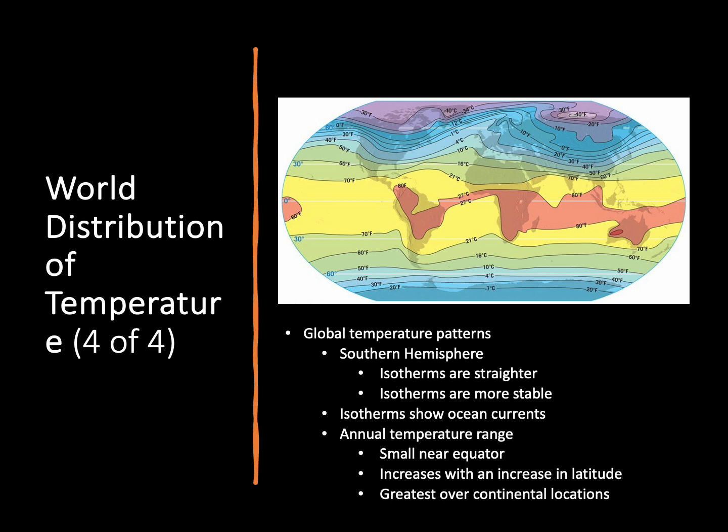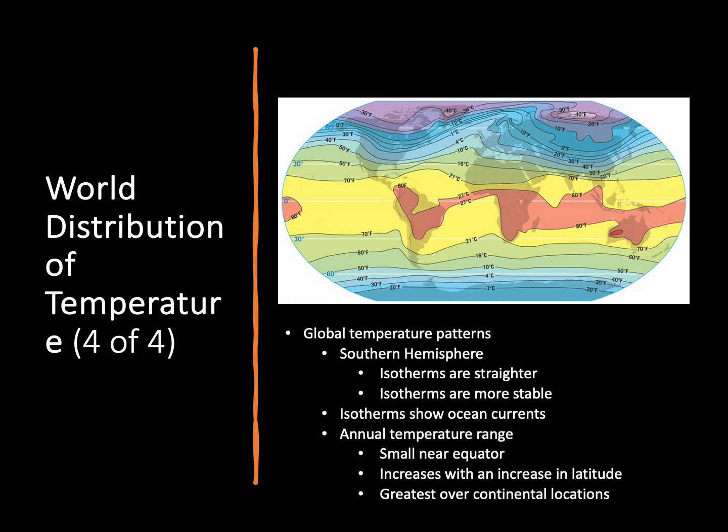But worldwide, we can also see differences in the annual temperature range. And the annual temperature range is how cold does it get in the winter versus how warm does it get in the summer. Around the equator, the temperature doesn't change that much year-round. We might only have a 2-degree difference between winter and summer.